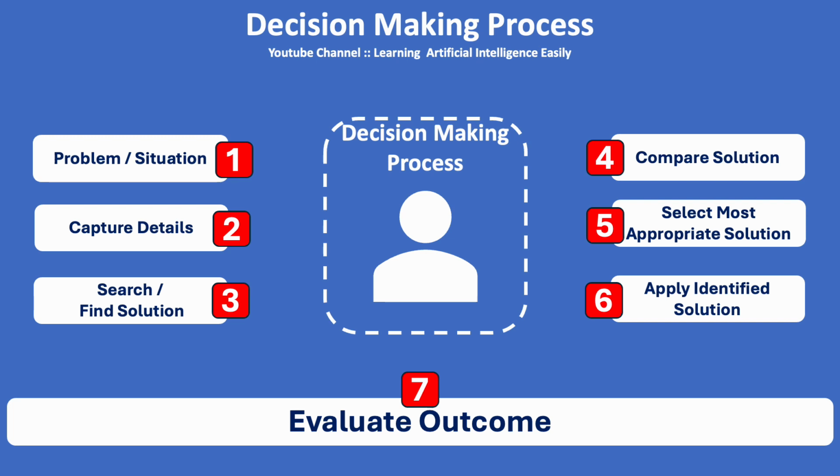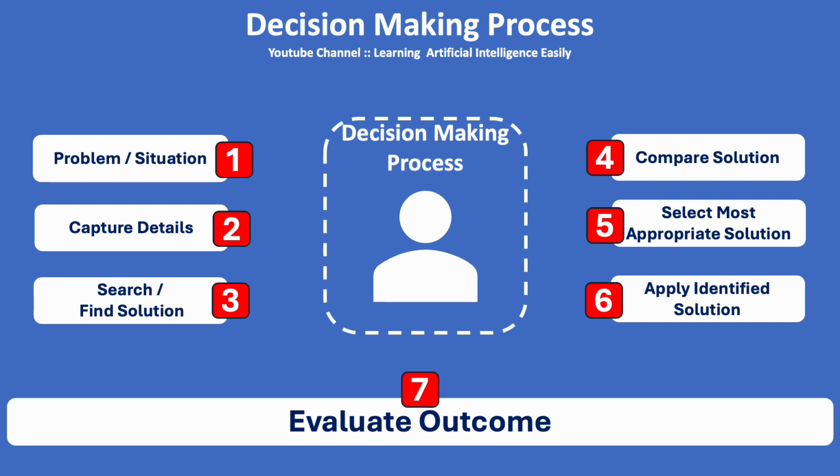Now let me quickly summarize the flow of the decision making process so that you understand this better and also conclude this topic. In any situation or condition, our first step is always that we identify a problem or a situation. That is step 1. The second step is that we capture details. The detail capturing can be lengthy and can take many steps, but for now let's understand that it's the second step after the problem situation, where we capture the details. The third is where we find or look for a solution.